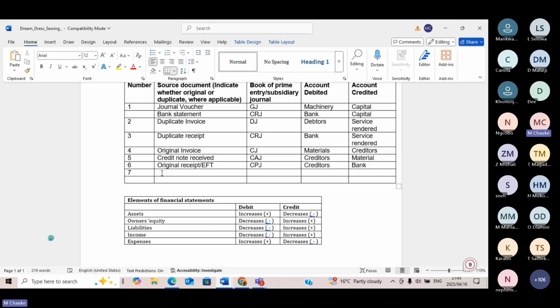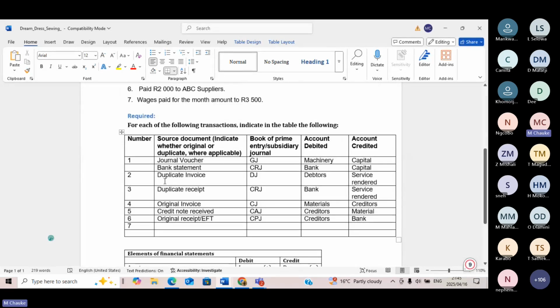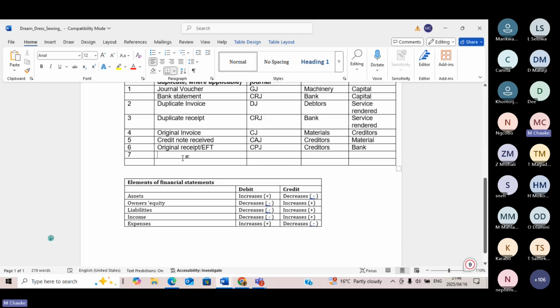So now, transaction number 7. I say to you, wages paid for the month amount to 3,500. You have paid wages. Wages is an expense, right? You are paying your employees. Are you with me? So when you pay your employees, remember, there is a payroll.